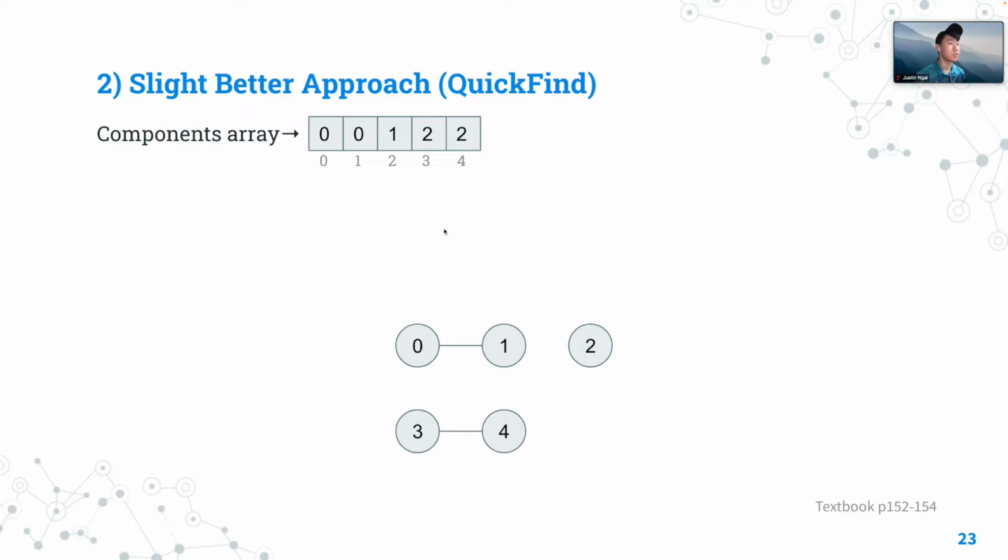And so here we can see 3 and 4 are connected, therefore they have the same set ID. And then 2 is by itself, so it has another different ID. And this ID can be anything you want. It doesn't have to be 0, 1, 2, it could be anything. But the idea is that they have to be unique to the set that they are representing.